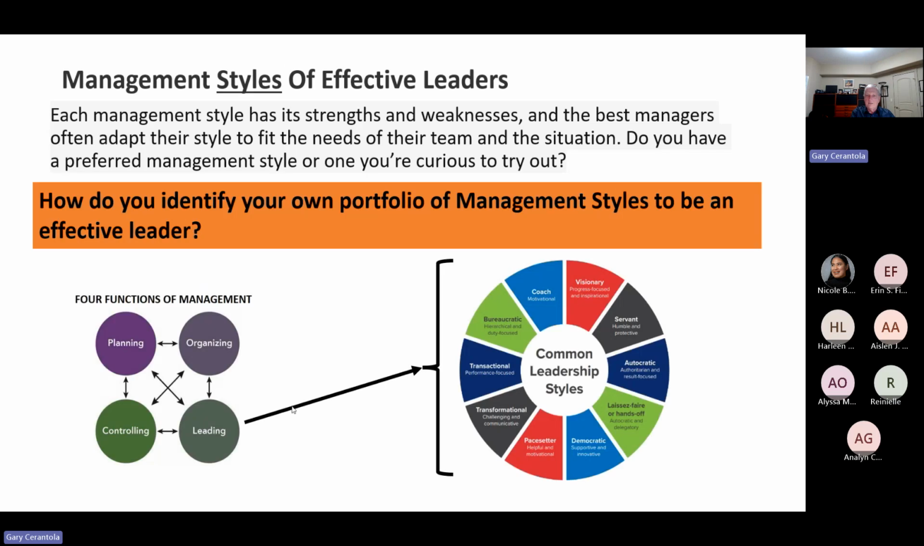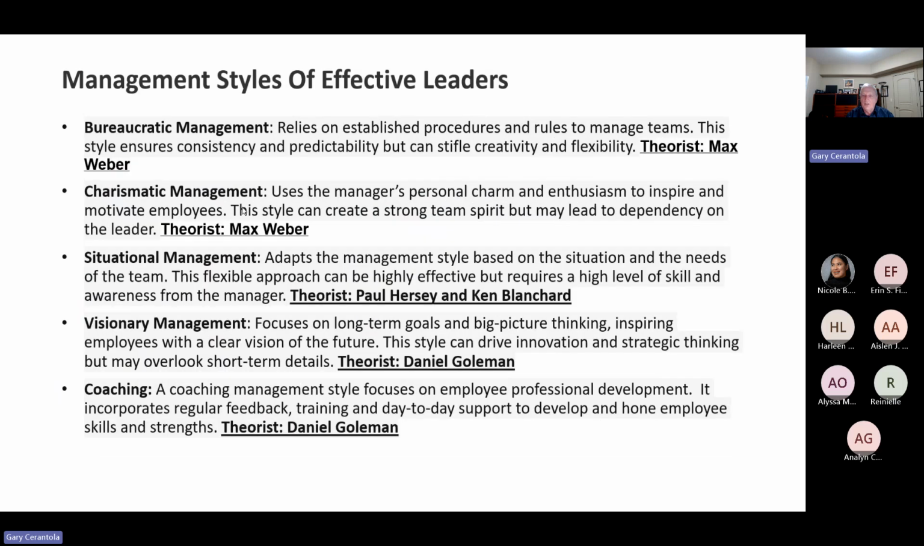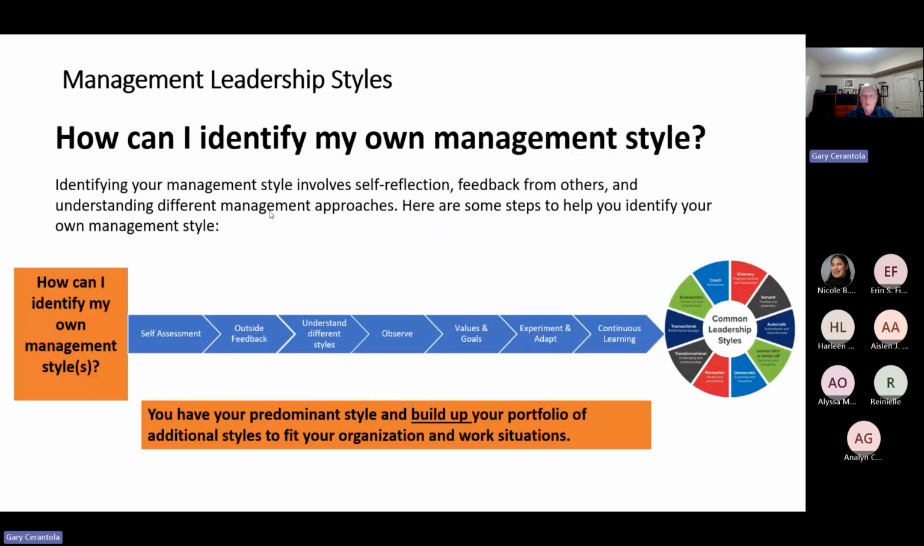And then the different styles of effective leaders. I would go through these pieces. I've identified the title of each style, and that's what I'm looking for in assignment 2. I've also identified the theorist and what it involves, so that this key set of slides will really help you get through assignment number 2.